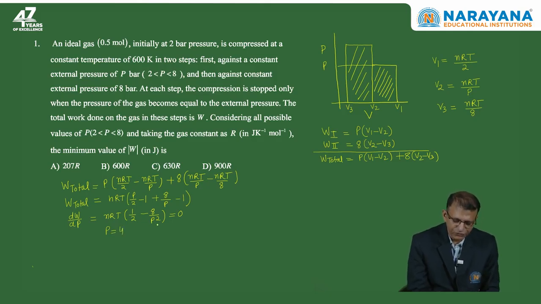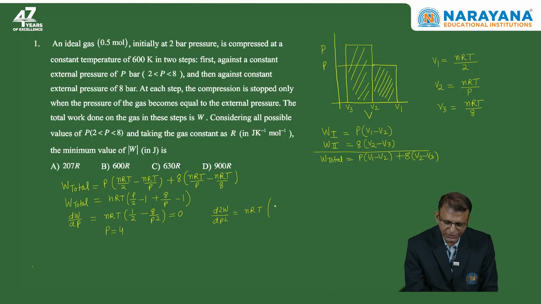And because they are saying minimum value, if you want to check, you can double differentiate it. So d square W upon dP square, you can write this nRT will be constant, differentiation of half will be 0, and this will be minus 8 into minus 2 P to the power 3. So if you simplify, this value is coming positive. So from here we have decided that it will be minima.